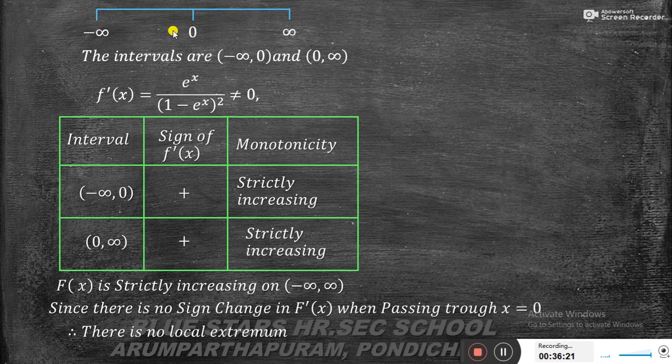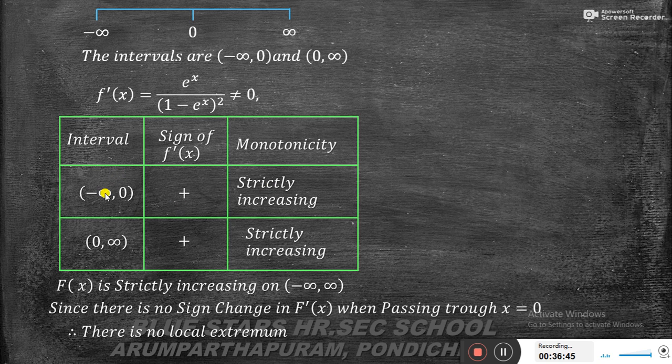So the intervals are minus infinity to 0 and 0 to infinity. Therefore f dash of x equals e power x by (1 minus e power x) whole square. Now I make the table: the first column is the interval, the second column is the sign of f dash of x, and the third column is monotonicity. Monotonicity means increasing or decreasing, as we mentioned.